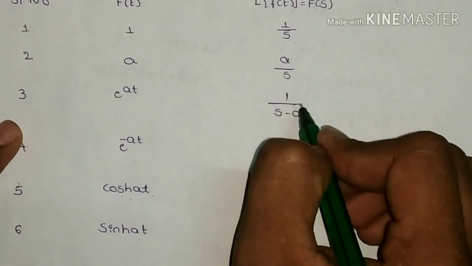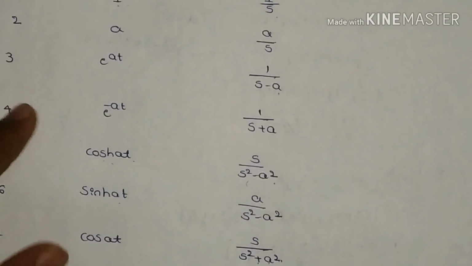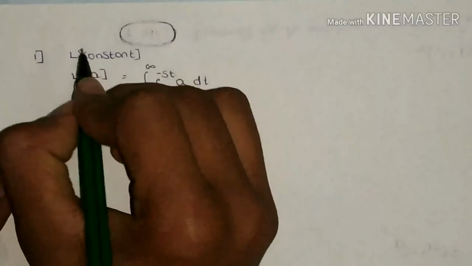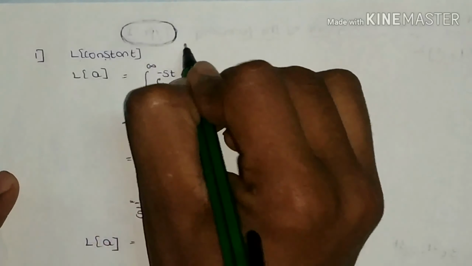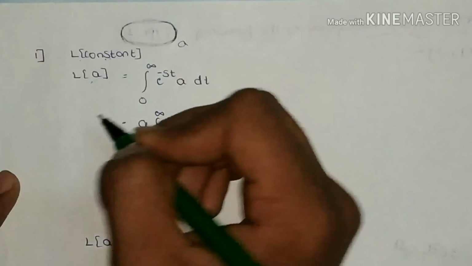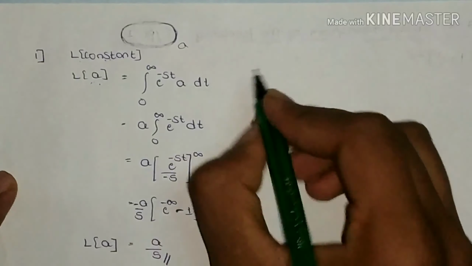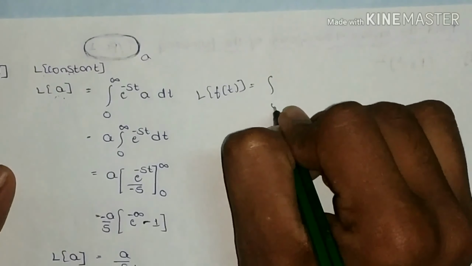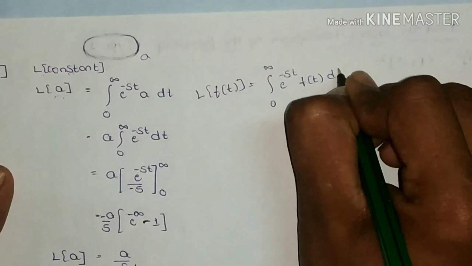I will tell you how this comes. Laplace transform of a is a by s, and e raised to at is 1 divided by s minus a, and so on. Here I can solve only two functions, that is a and e raised to at. First one, Laplace of a constant, where I take a as a constant. Then Laplace of f of t is defined as the integral from 0 to infinity of e raised to minus st f of t dt.